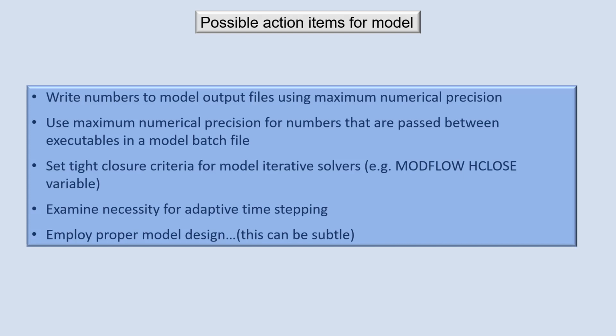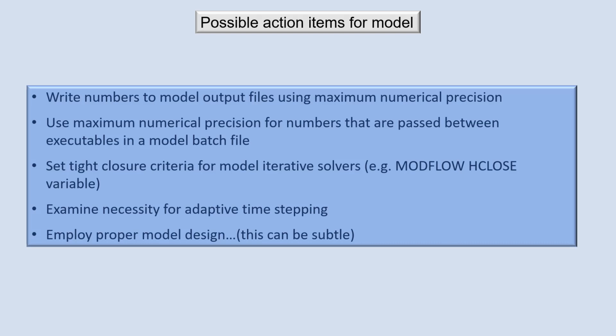If our model is a complicated numerical model such as a groundwater model which has an iterative solver, we should set the convergence criteria for that solver quite tightly. In ModFlow, the variable which allows us to do that is called hclose. We should set that to 10 to the minus 5 or 10 to the minus 4 rather than 10 to the minus 3, which would be okay if we weren't calculating finite difference derivatives.